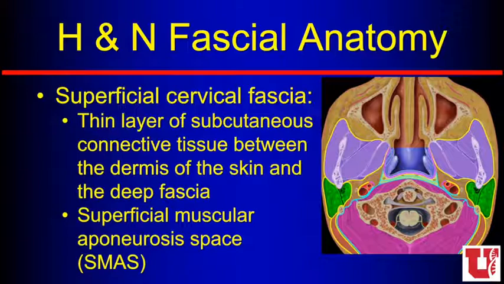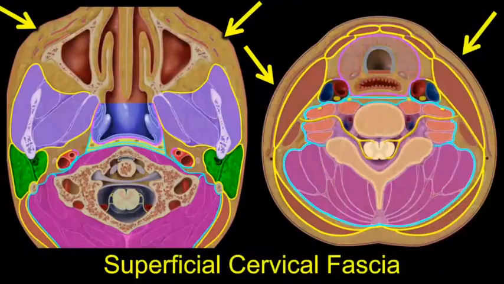So first, we have the superficial cervical fascia. This is just a thin layer of the subcutaneous tissue that's between the dermis of the skin and the deep layer of the deep cervical fascia. We sometimes refer to this as the SMAS, the superficial muscular aponeurotic system, if you're talking to a plastic surgeon. It includes all the voluntary and involuntary muscles of facial expression, and the subcutaneous fat that's around them.